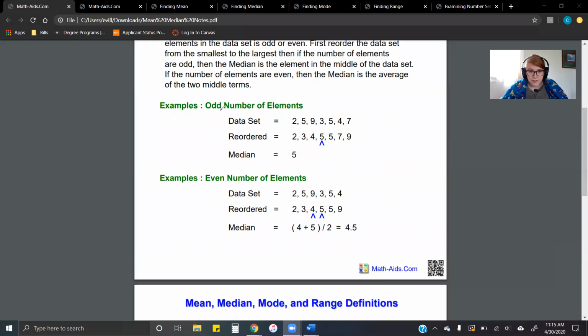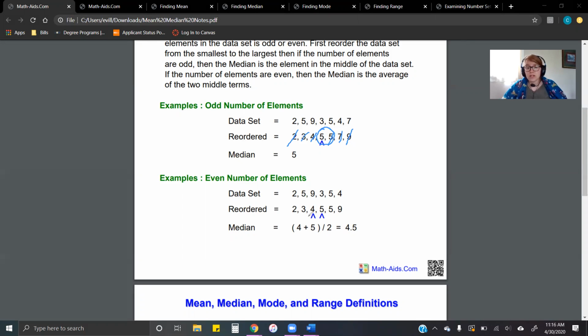So for the odd number of elements, the numbers they give us are 2, 5, 9, 3, 5, 4, 7. So we have to put them in numerical order from smallest to largest. So 2, 3, 4, 5, 5, 7, 9. Even if there's a duplicated number, like for example this 5, for the median you need to write it down 2 times. So then all you do is cross out until you get to the middle number with odd ones. So first you start at 2, then 9, then 3, then 7, then 4, then 5. That leaves us with 5 as our median. It's the middle number because we have an odd number of numbers total.